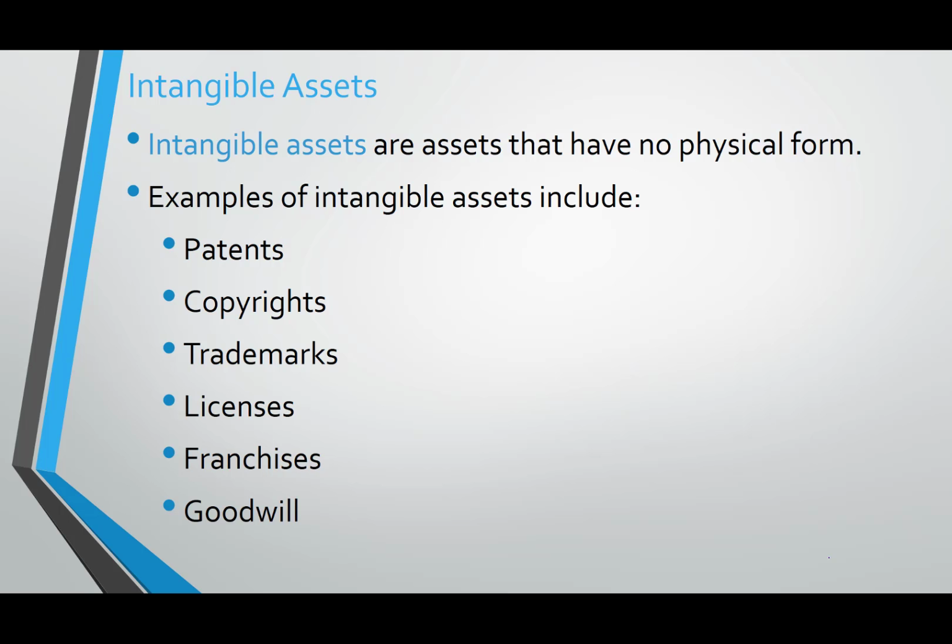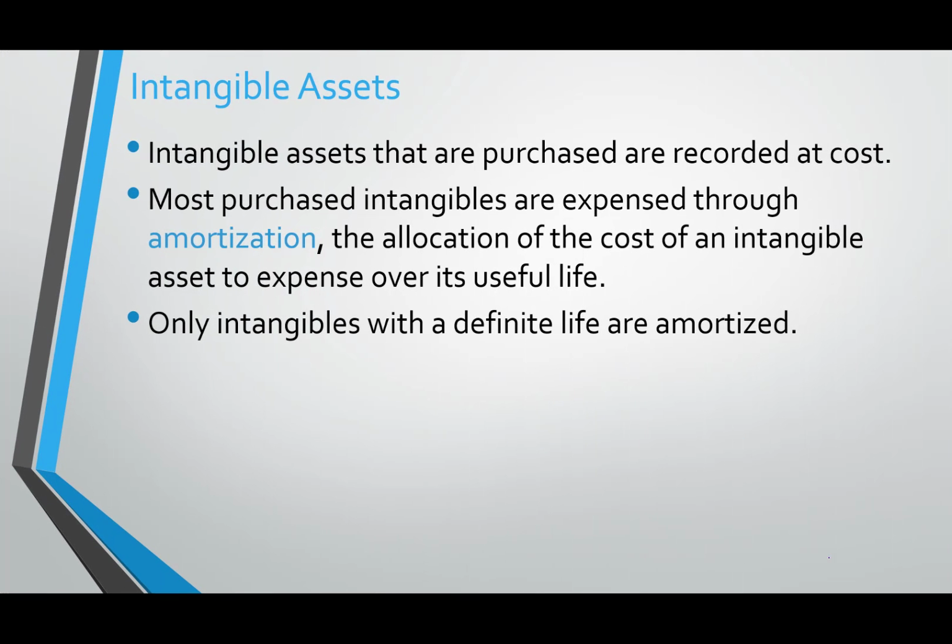Typically, we expense them through a process called amortization, which is very similar to depreciation. We basically allocate the cost of the intangible asset to expense over its useful life, very similar again to depreciation. And remember, the important thing to note is that only intangibles with a definite life are amortized.